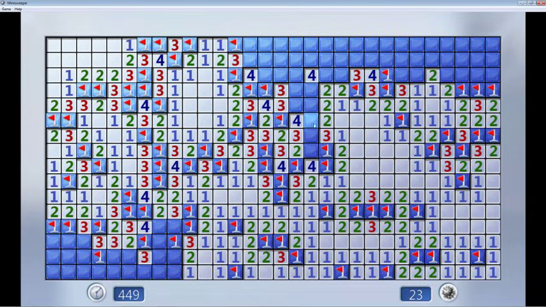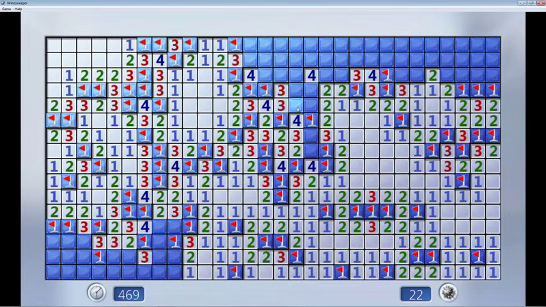And then we can argue that there's a mine over here, because we look at this 2 over here. We know that one of its mines is here, and one of its mines is here. And then that means that the remaining mine for this 2 has to be over here.